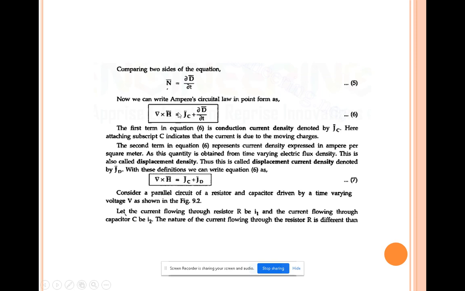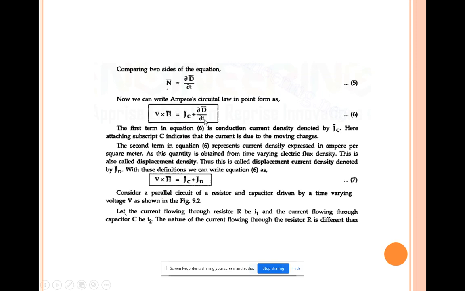So JC is conduction current density. J is the current density. C is nothing but conduction current density. Current density gives the conduction of current. Conduction is moving charge. Okay. So the first term is conduction current density.